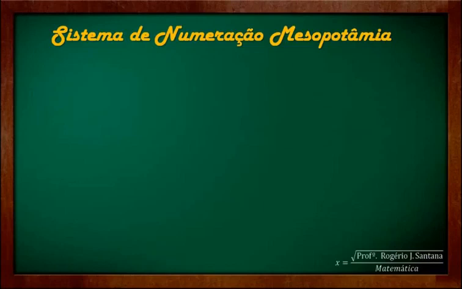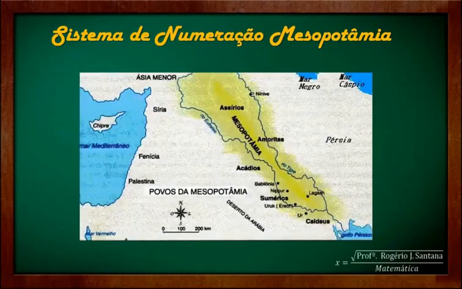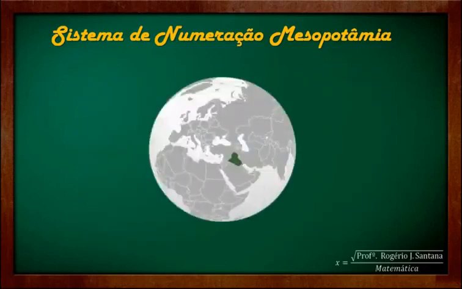Some historians attribute this system to the Mesopotamian region, rather than a single people. Sumerians, Babylonians, Assyrians, among others lived there. The word Mesopotamia means between rivers, because this region is between the Euphrates and Tigris rivers. Today it is the region where Iraq is located. This system was base 60.